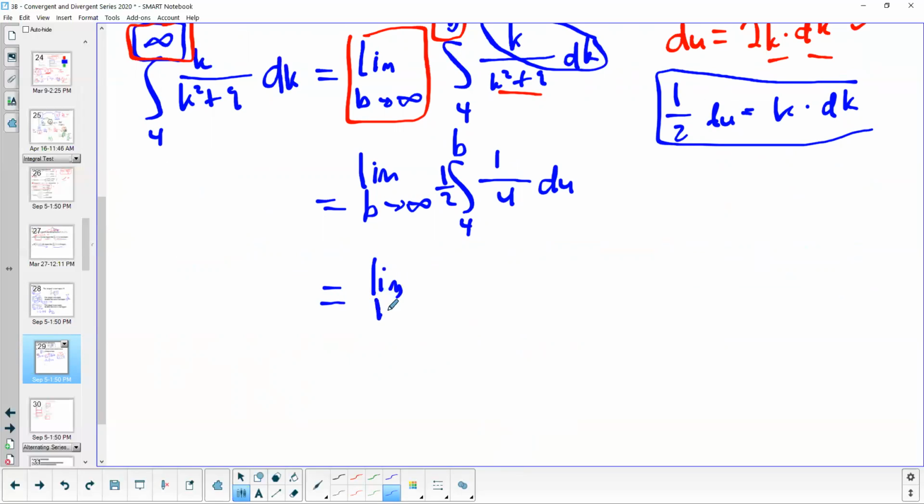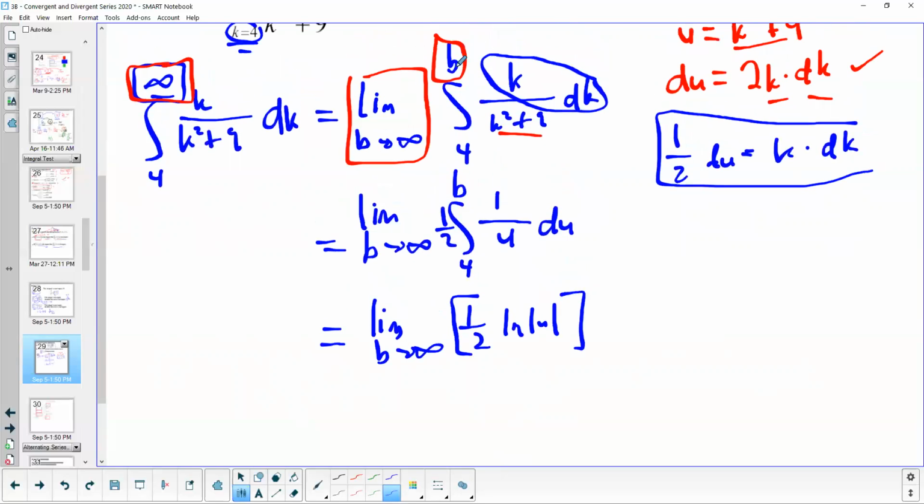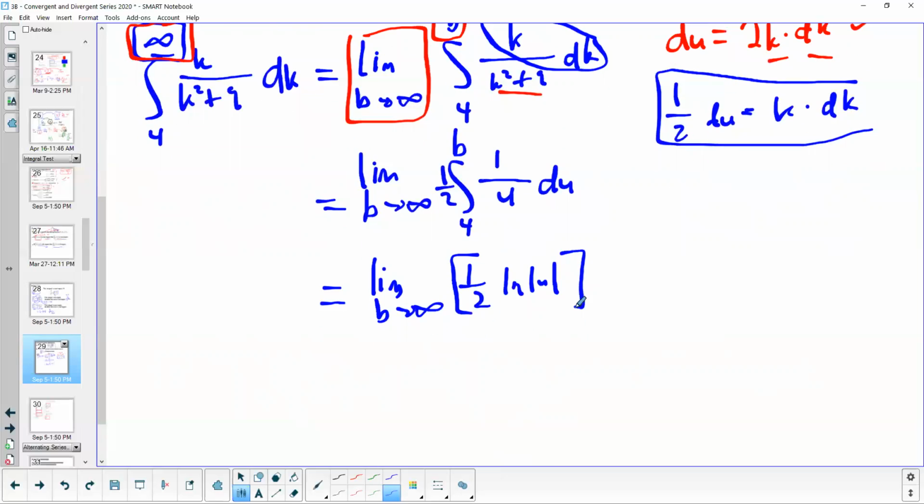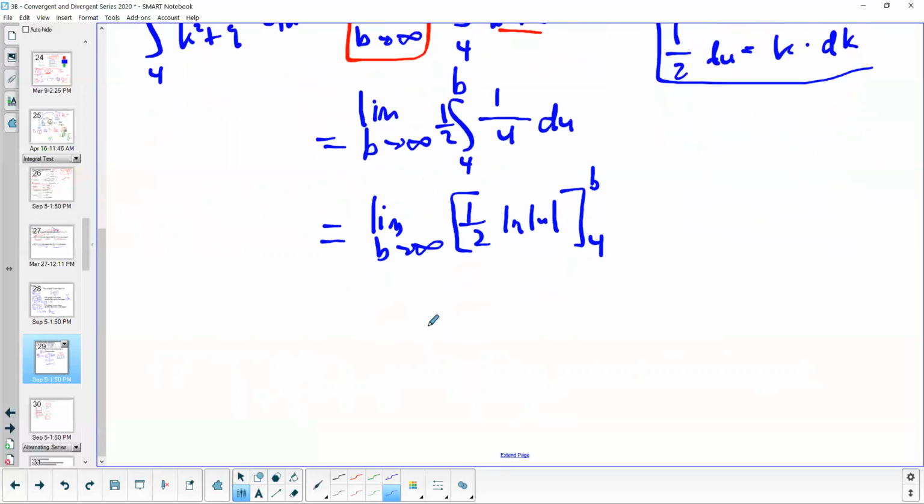And so we do the limit as b approaches infinity. The integral of 1 over u is one of our most common integrals. That is the natural log. So we do the natural log of the absolute value of u. And now this started off as an improper integral. Now with using limits, it's acting like a definite integral. So once we integrate, there is no plus c. We're evaluating it from 4 to b.